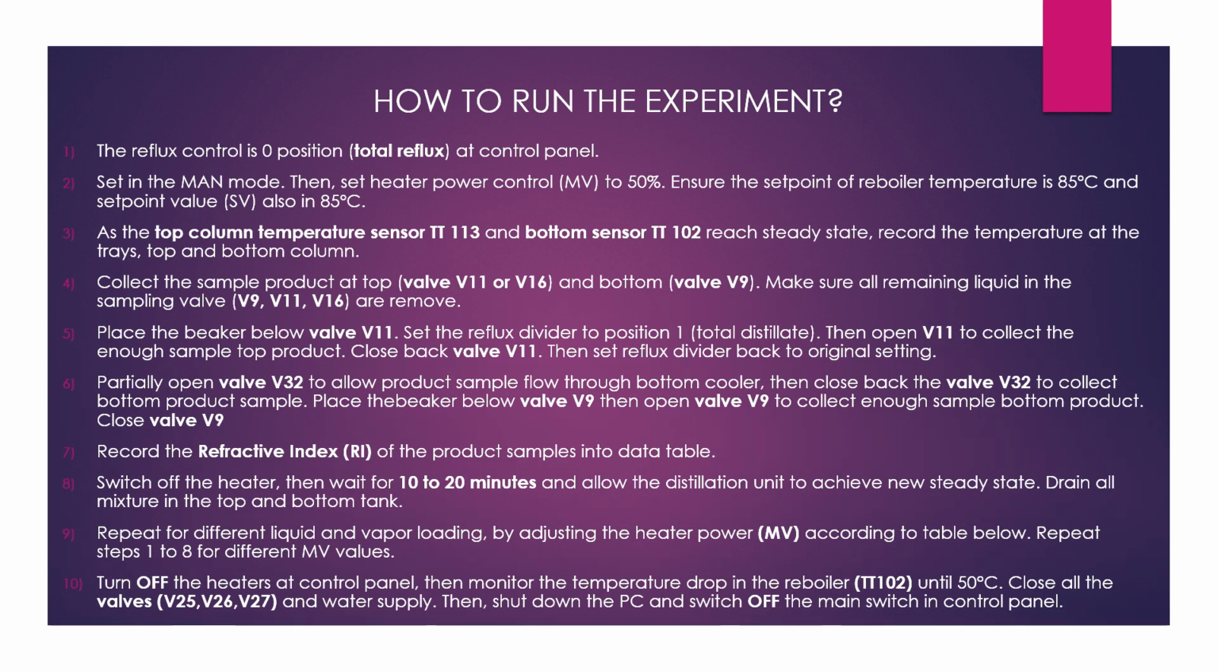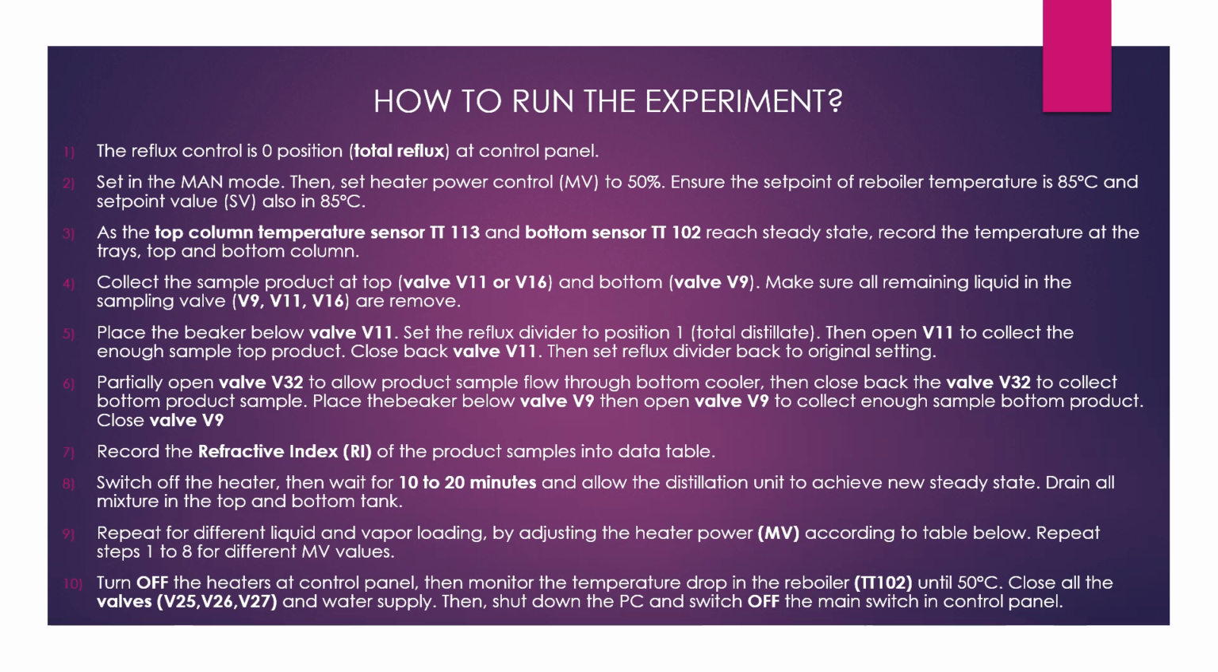Place the beaker below valve V11. Set the reflux divider to position 1. Then open V11 to collect enough sample of the top product. Close back valve V11. Then set the reflux divider back to the original setting.